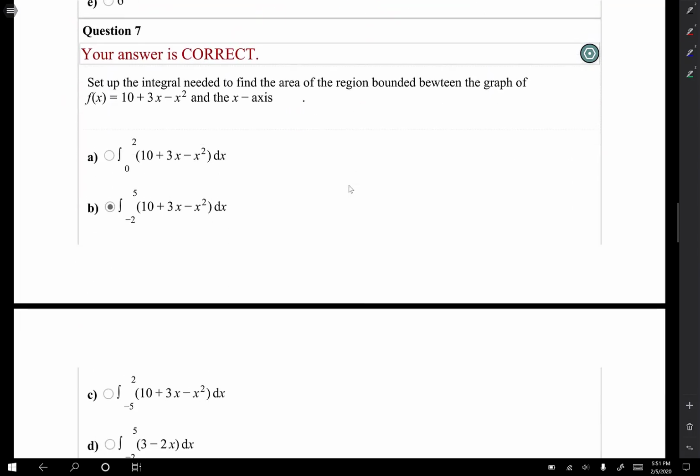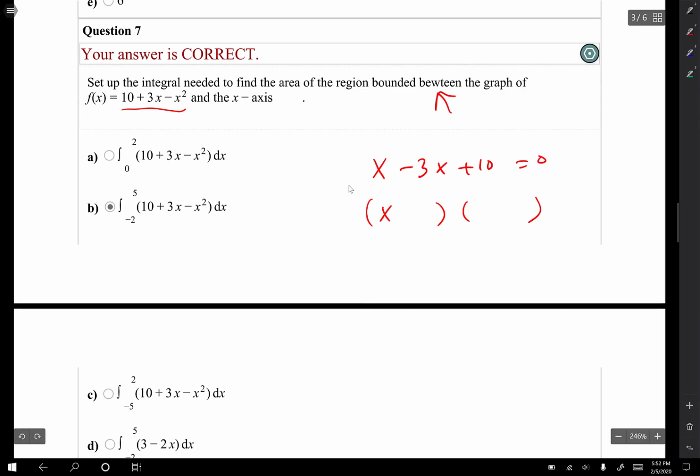Set up the integral needed to find the area of the region bounded between the graph of the function 10 plus 3x minus x squared and the x-axis. So first find your zeros of that. So I'm just going to change the polarities of everything, guys, because it doesn't matter if I do f of x or negative f of x. You're still finding zeros. So x squared minus 3x plus 10 equals 0. So two numbers that when I multiply will give me positive 10, but add up to a negative 3. And let's see, that is going to be x.